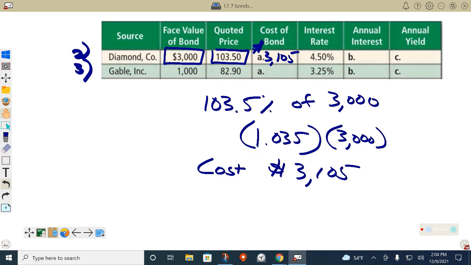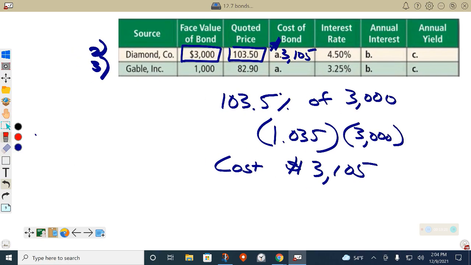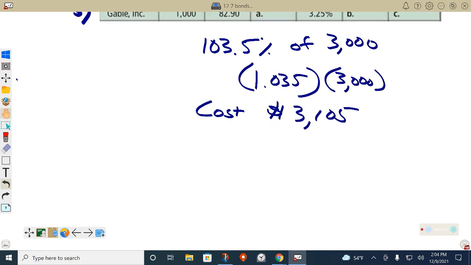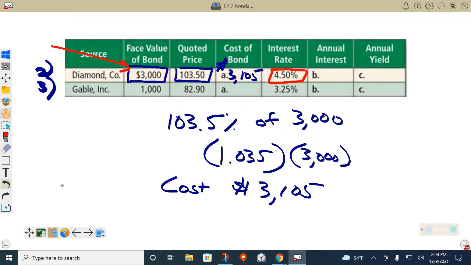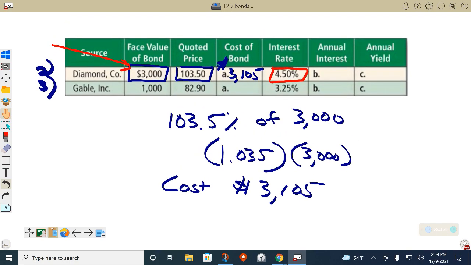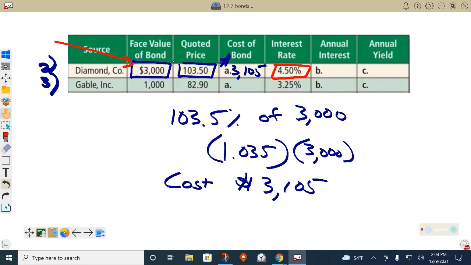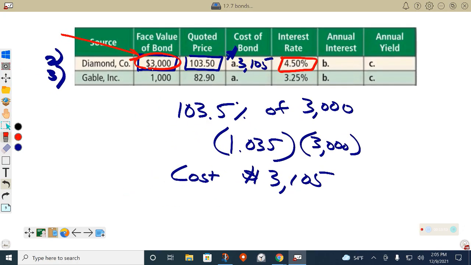B, I'm gonna do in red. The interest. So the interest rate is right here, so it's 4.5% of the face value, the 3 grand. So remember, pay attention, because number 3 you're gonna do on your own and show me. So the annual interest, what am I gonna get for holding this diamond company bond every year in interest? What are they gonna pay me every year? Well, it's 4.5% of the face value. 4.5% of this. So let's do it.